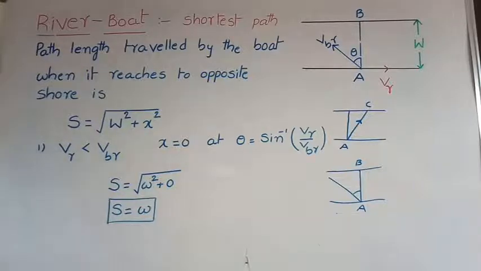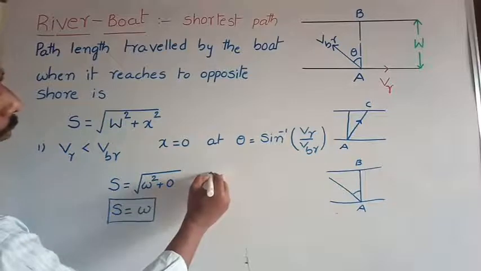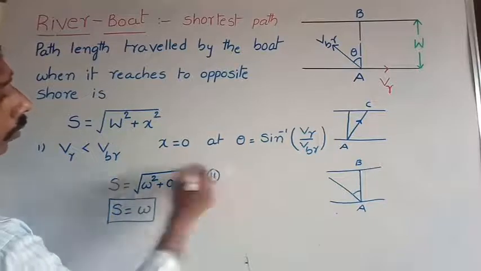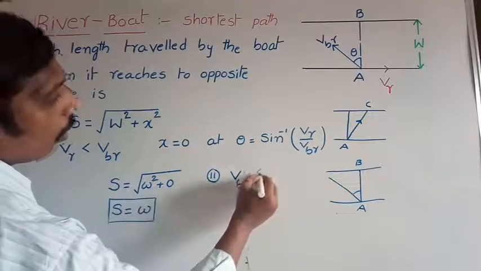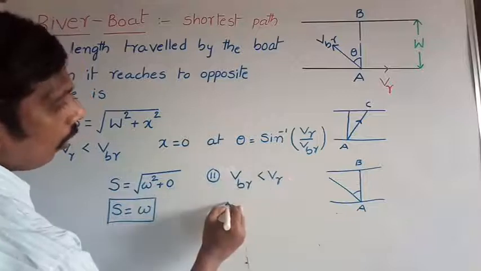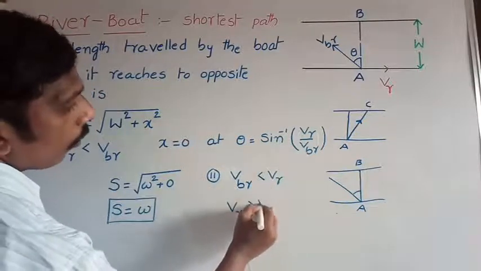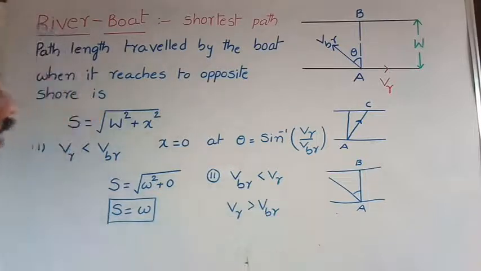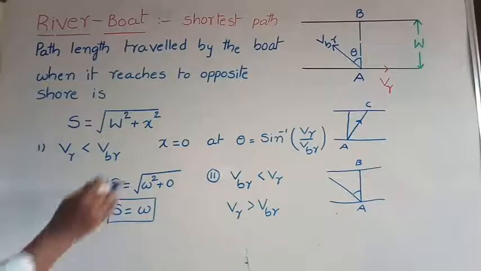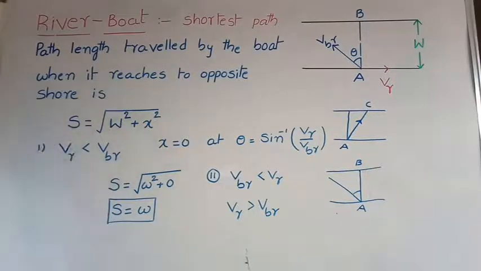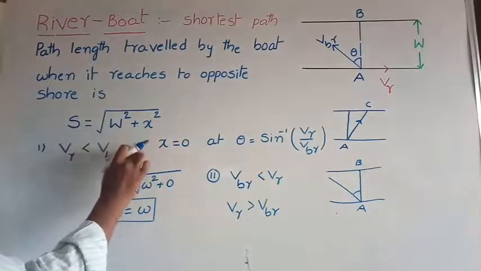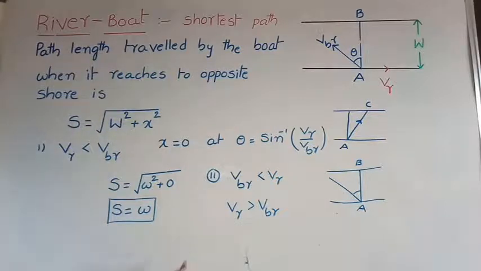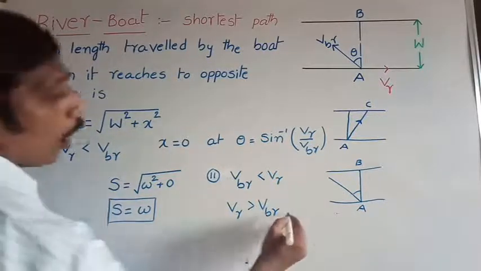Okay, next, come to the second case. Case 2, the reverse condition. What is the reverse condition? VBR is less than VR, or VR is greater than VBR. In this condition, to get the minimum path length, if x value becomes minimum, then S value also becomes minimum. Because W is constant, if x decreases, then S also decreases. That's why in this case x must be minimum.